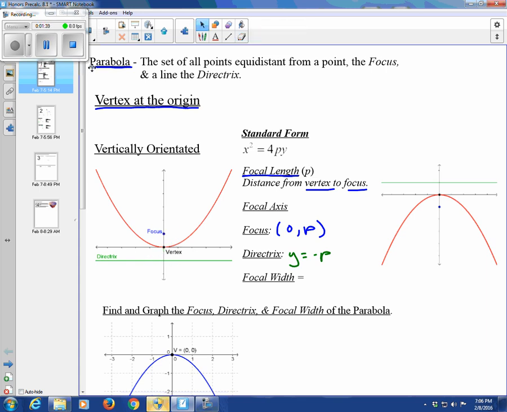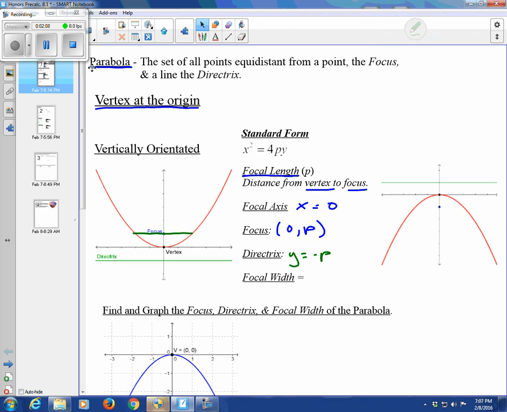And we've got two more new terms to define. We're going to say that the focal axis is the line that goes through the focus and the vertex. So right here, our focal axis, in this case, is basically the y-axis, which we can define as the vertical line x equals 0. And we're going to say that the focal width is going to be the width of the parabola through the focus.